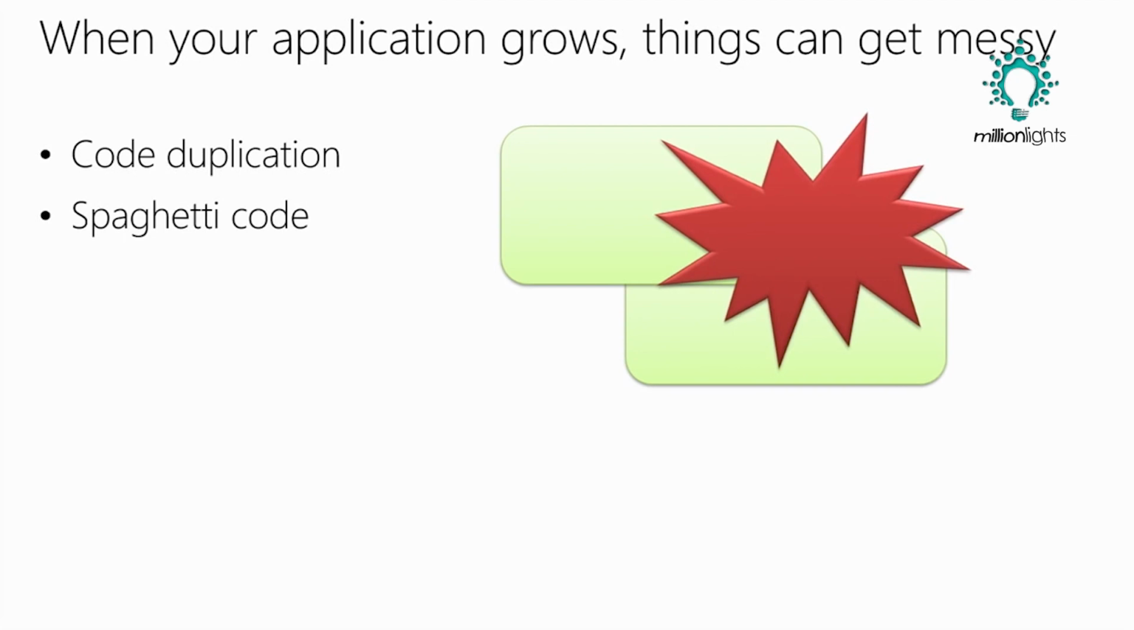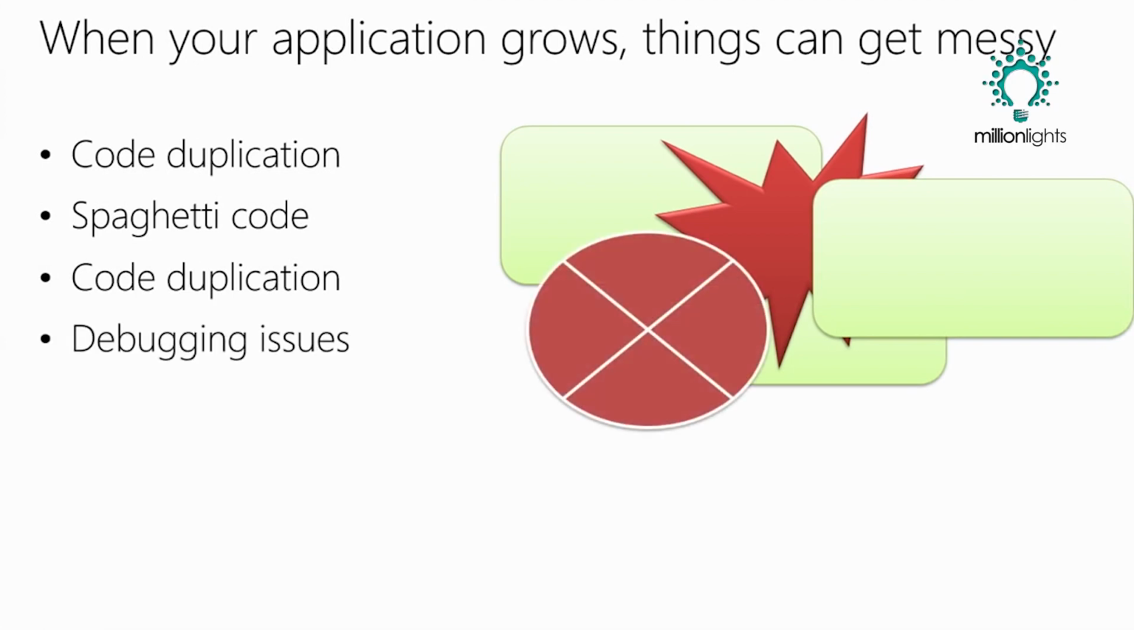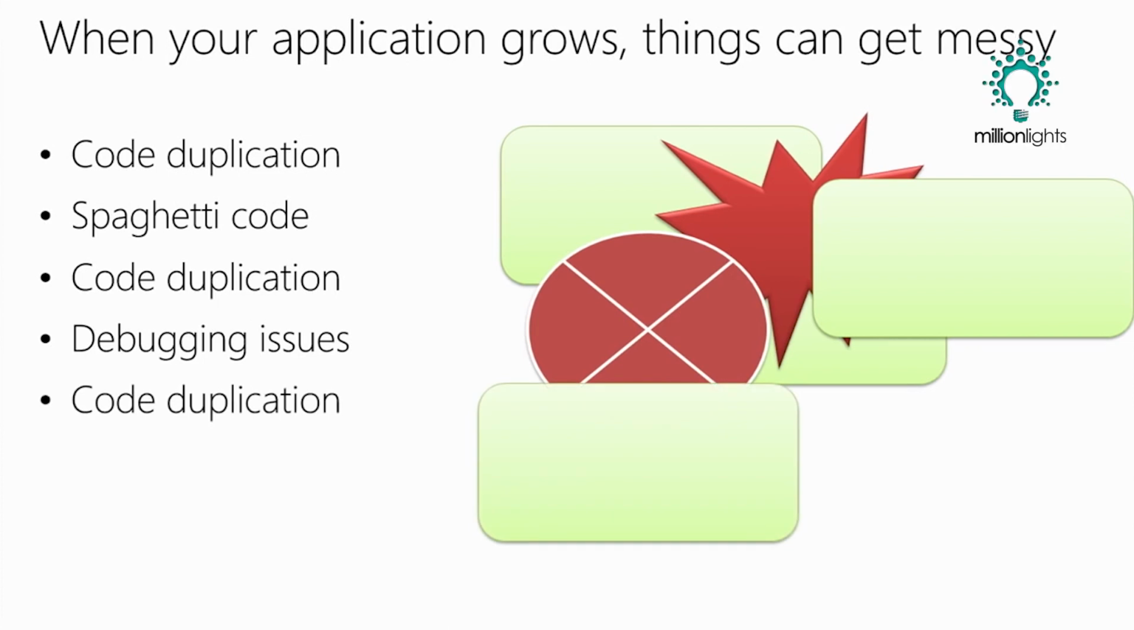And then you're going to wind up sometimes with spaghetti code, which is confusing code that leads from one spot to the next, and you're trying to figure out what's going on. And then you've got code duplication. Again, that same code over and over again. And then you can wind up with debugging issues, because as things get more complex, trying to figure out what went wrong can be that much harder. And of course, built on top of that, you've got more code duplication.